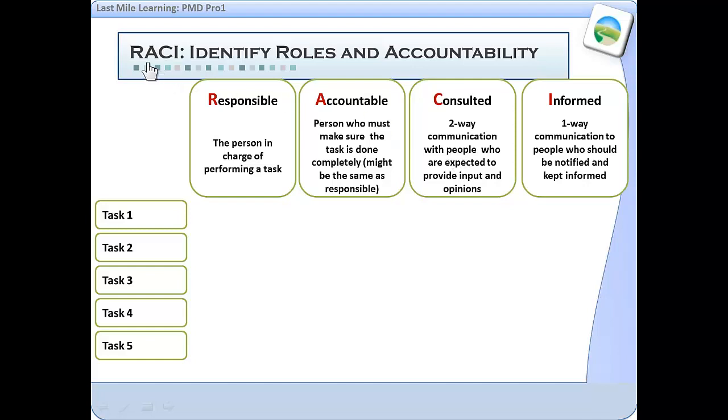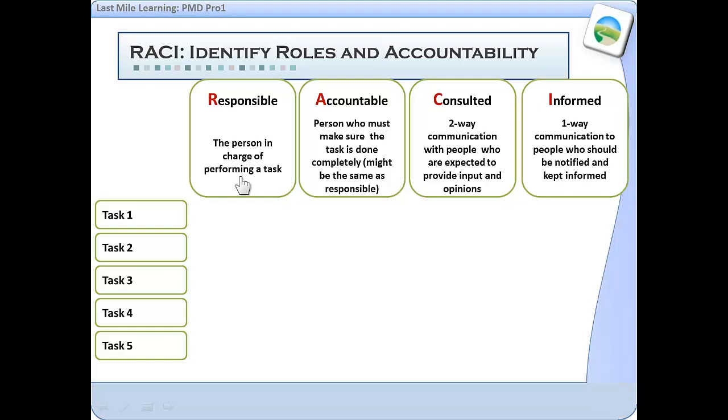A tool that you will be interested in and may already be using is called a RACI. That is to identify the roles and accountability, and this can be done for any number of processes. What we're suggesting here is that you'll take the detailed work from your work breakdown structure, or at least the work packages, and you'll put them on the vertical column of this grid, and then you'll identify who's responsible, accountable, consulted, and informed. That's where the letters come from.